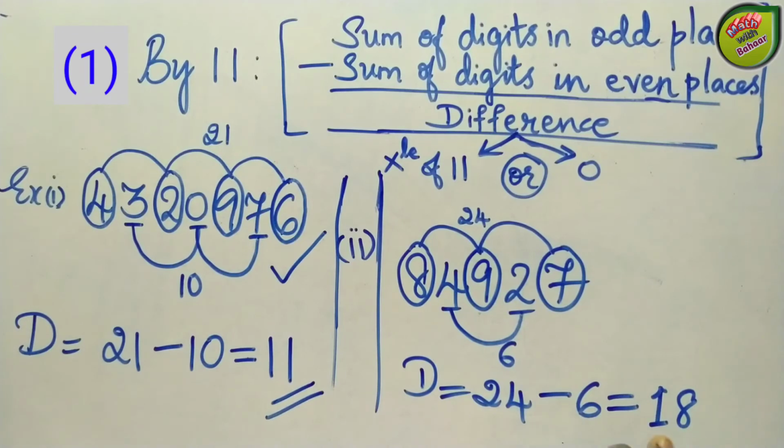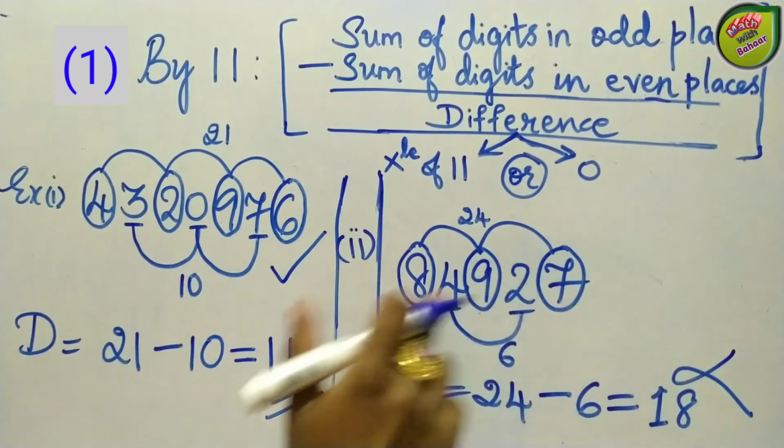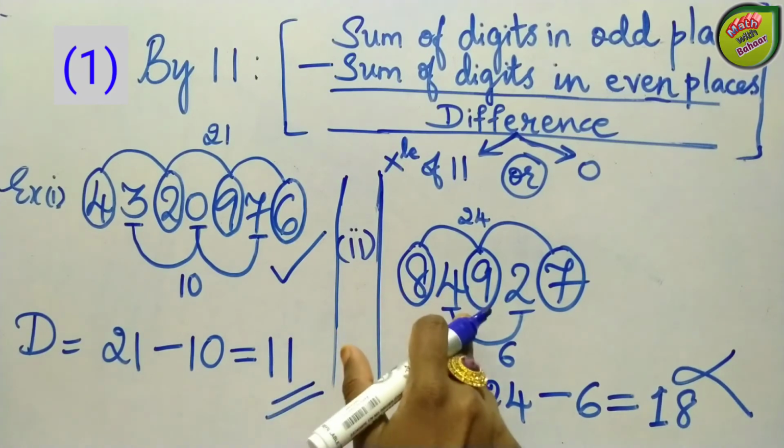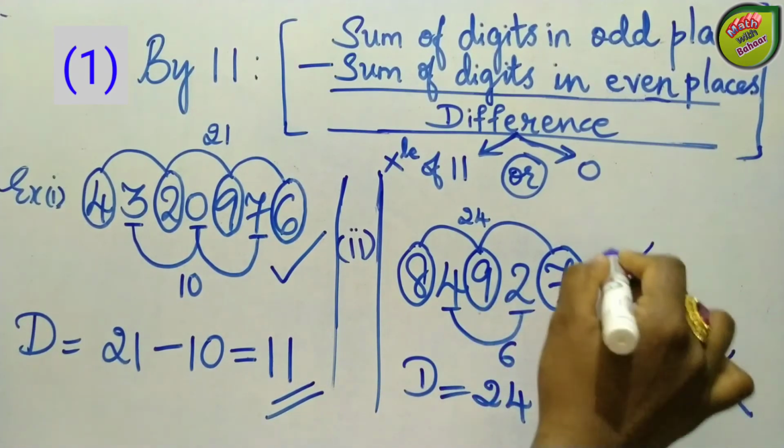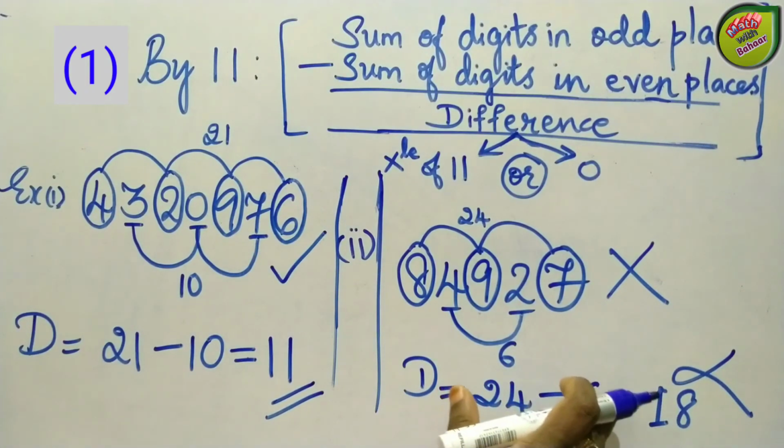Now tell me whether this is a multiple of 11. Is it a multiple of 11? No. Therefore, it is not a multiple of 11, and since it is not a multiple of 11, we can say that 84,927 is not divisible by 11.